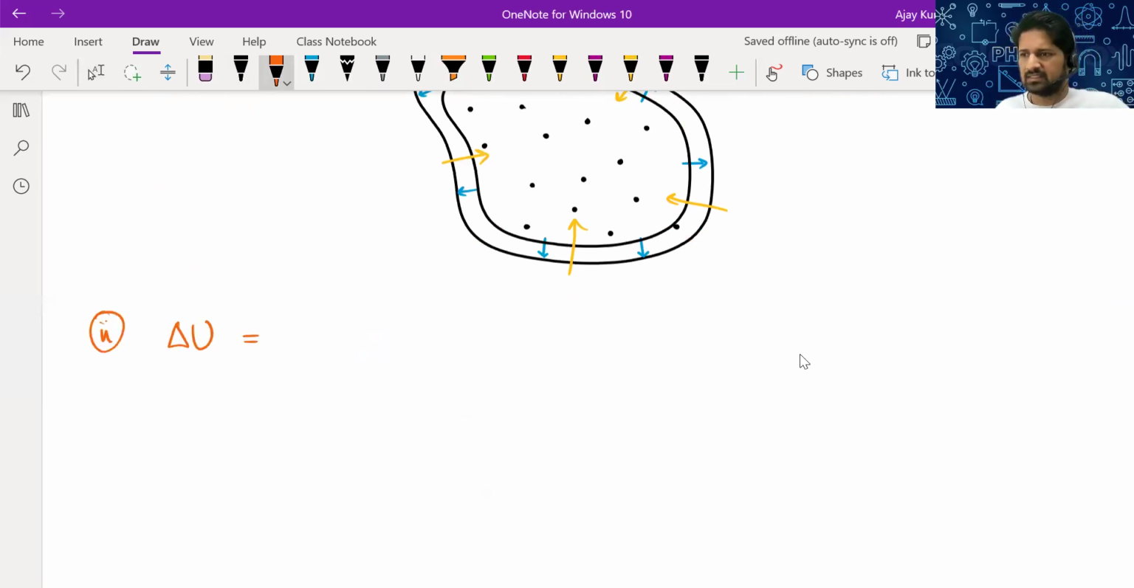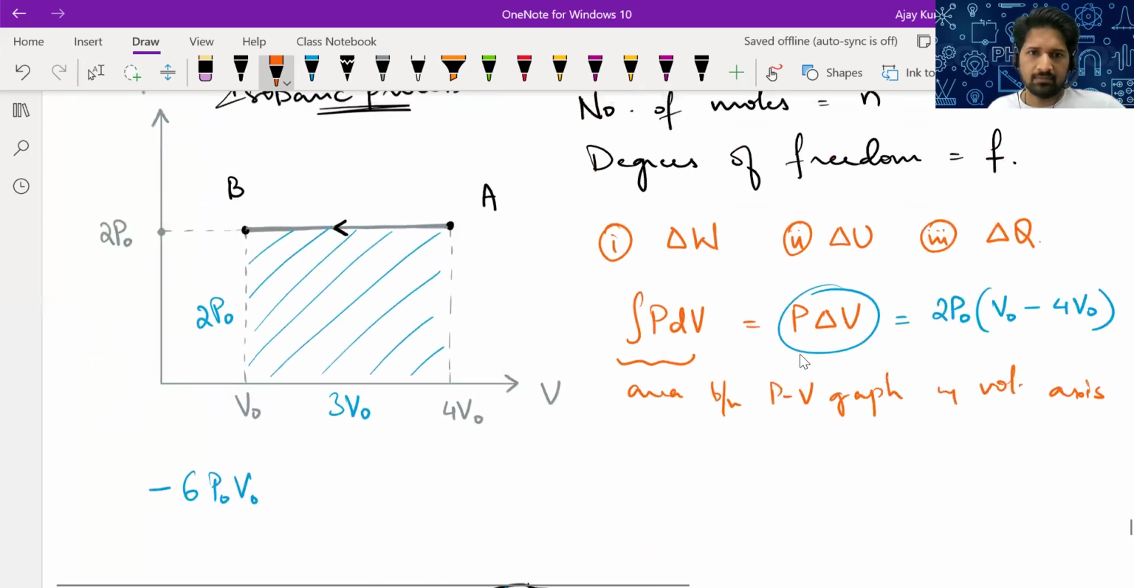Now, see, as I said, you will have a general formula and you will have a process specific formula also. It's quite possible that you don't remember the process specific formula, but the general formula you will have to remember. Generally, delta U is calculated as F by 2 nR delta T. We won't change the degrees of freedom, we won't change the number of moles. Then this is the formula for change in internal energy. Now, temperatures are not known here. The graph is a PV graph. You don't know the initial and final temperature of the gas.